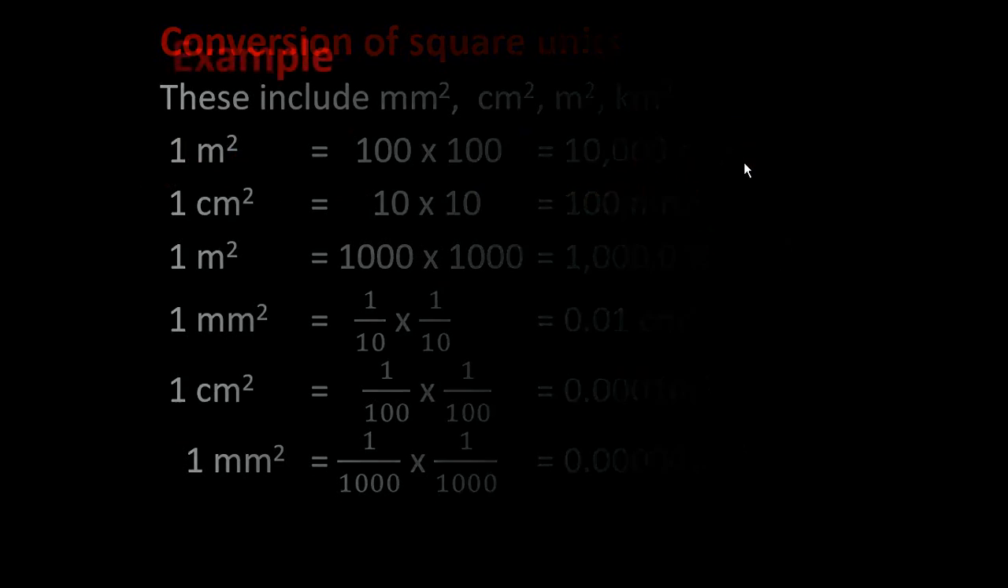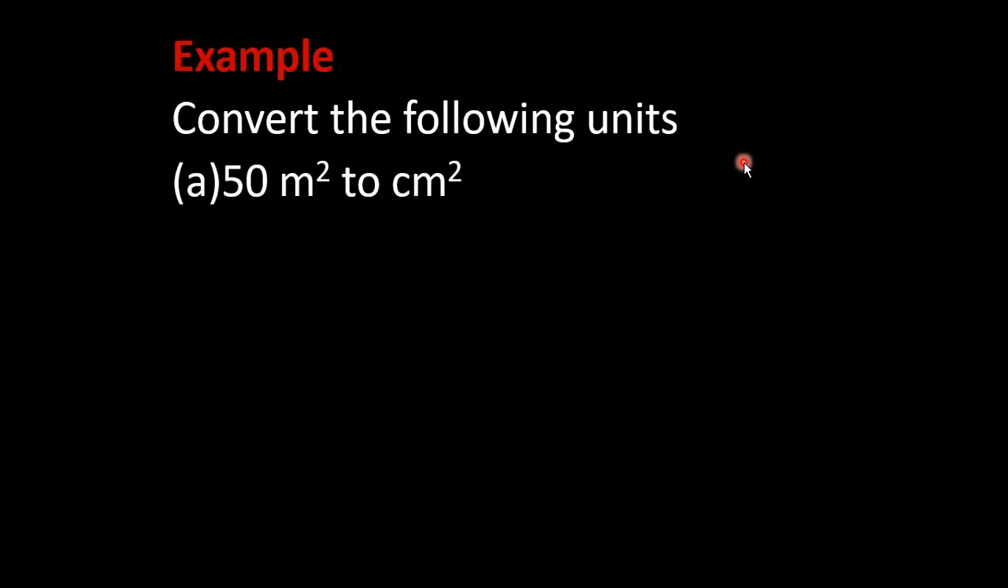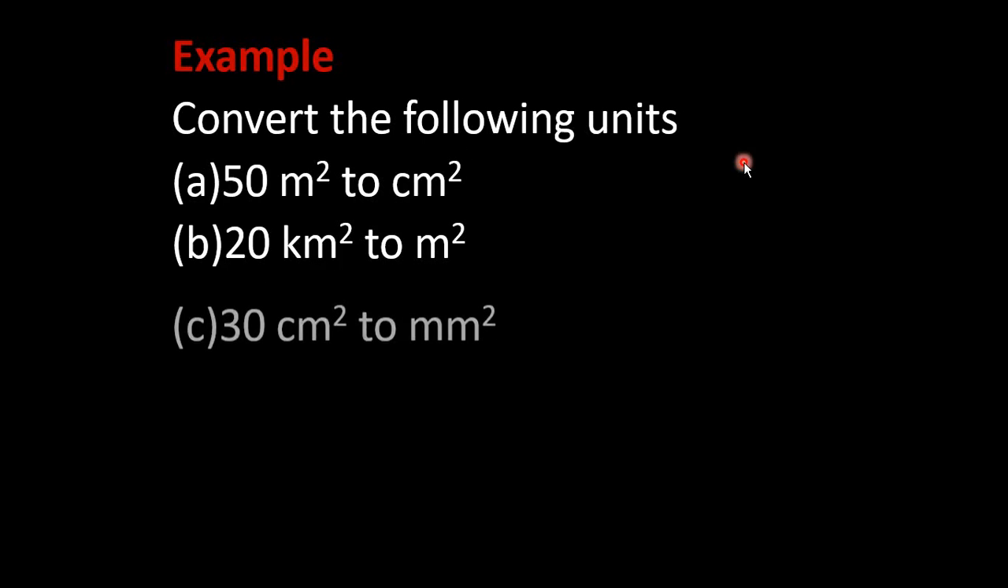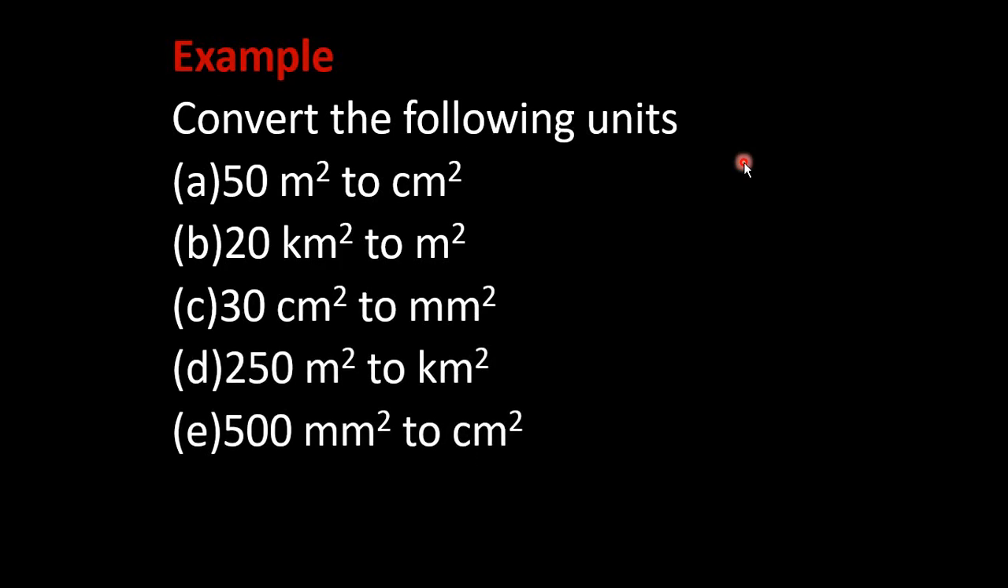Now let's look at some examples. Convert the following units. A, 50 meters squared to centimeters squared. B, 20 kilometers squared to meters squared. C, 30 centimeters squared to millimeters squared. D, 250 meters squared to kilometers squared. E, 500 millimeters squared to centimeters squared. And lastly, 15,000 centimeters squared to kilometers squared. Let's see how to do this. By the time we finish this example, we will be ready to convert any square unit.